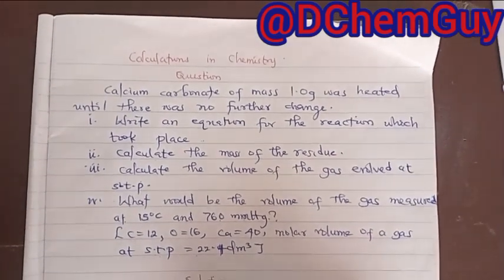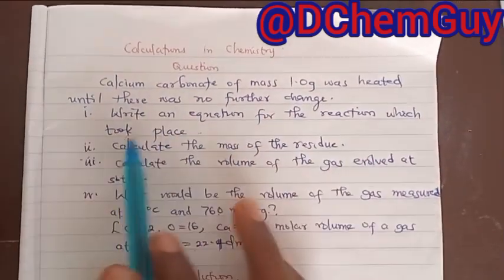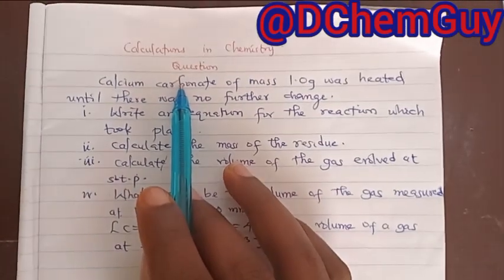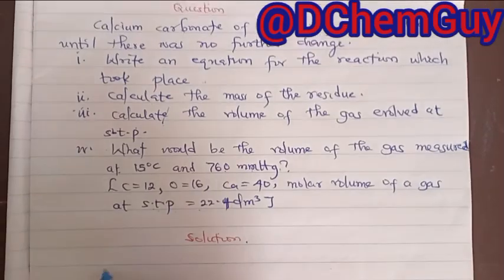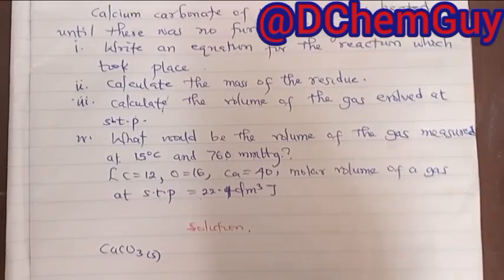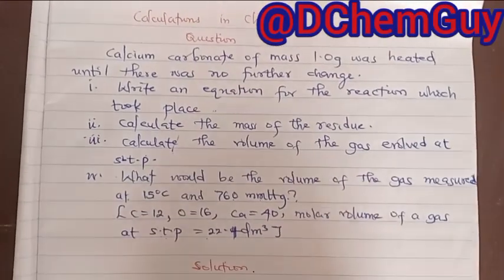So the first instruction is for us to write an equation for the reaction which took place. Now, I know that calcium carbonate is the same thing as calcium trioxocarbonate(IV). So we write its formula, that's CaCO3. It's a solid, because they said it was heated.